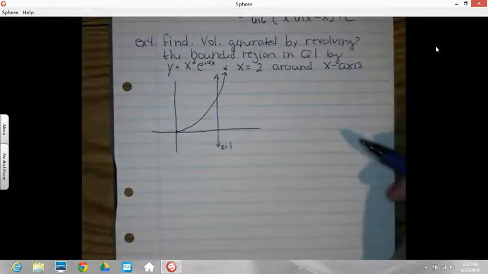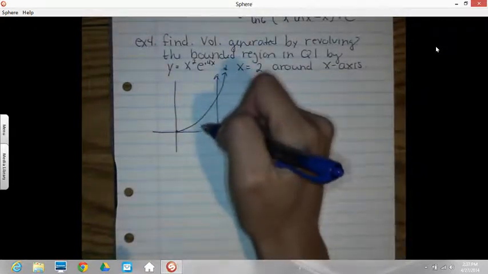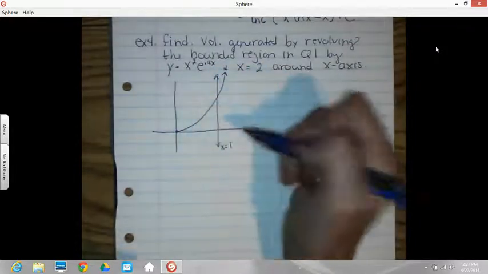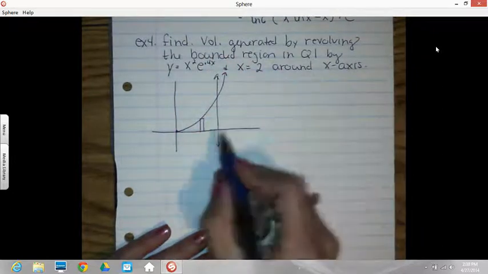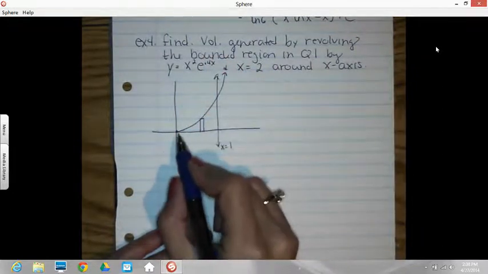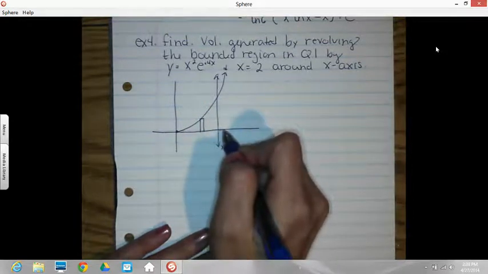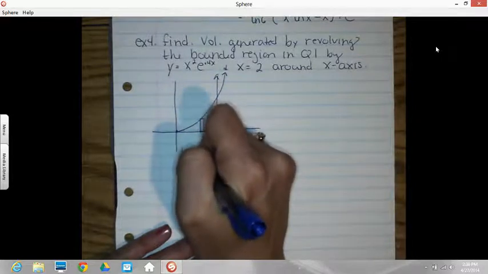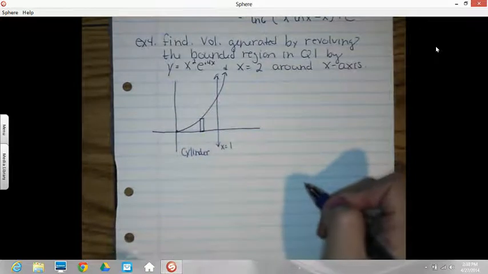At this point, I can draw my rectangles up and down without a problem because it's consistent all the way through, or I can draw them left and right because it's consistent. I'm going to go up and down. So now my rectangle is perpendicular to my axis. That makes it either a washer or a cylinder. Because it's touching my axis, I've got the cylinder. So I'm going to use that cylinder formula from chapter 8.